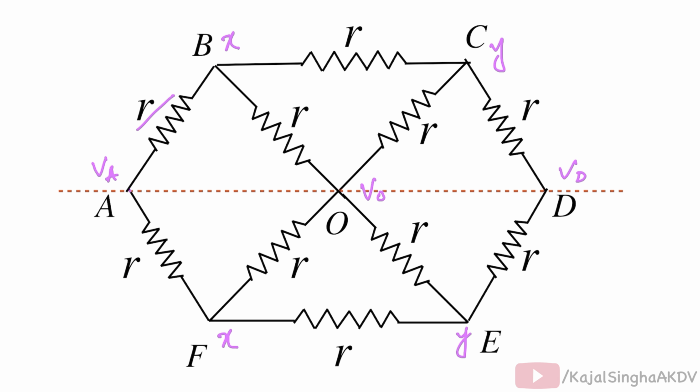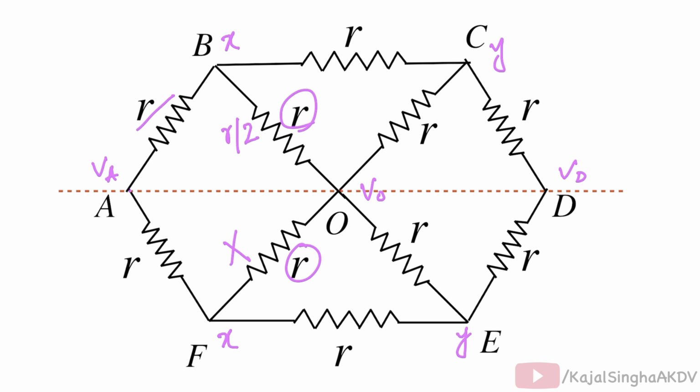Similarly, the resistor in the branch BO and the resistor in the branch FO also have equal potential difference. So these two resistors can be treated as in parallel combination, and their equivalent resistance will be R by 2. So we may ignore the resistor R in the lower half and make the resistor R in the upper half of value R by 2.